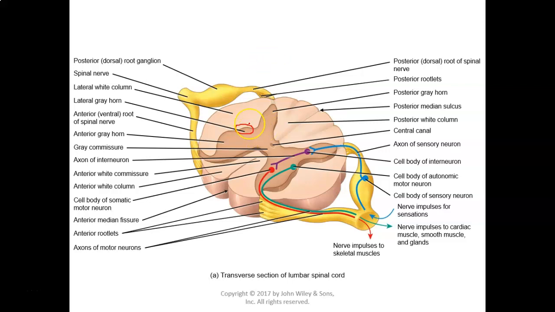The nuclei, or the parts of the spinal cord where those motor neurons leave, is here in the lateral gray horn.